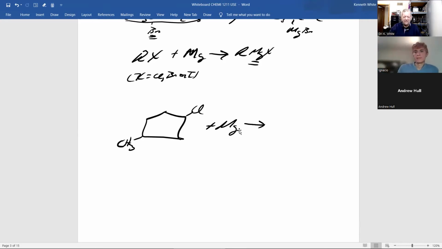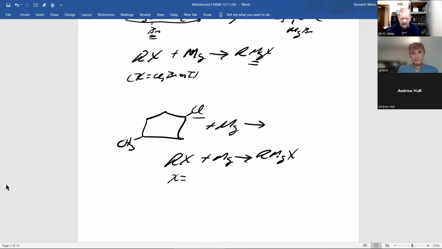All right, I better get to work. What's different? What's not carbon? What's not hydrogen? Should get your attention. Ooh, a chlorine on a carbon. Alkyl halide. Ooh, magnesium. And this is the Grignard reagent formation or synthesis reaction. And remember, X can be chlorine, which in our case it is, bromine, or iodine.